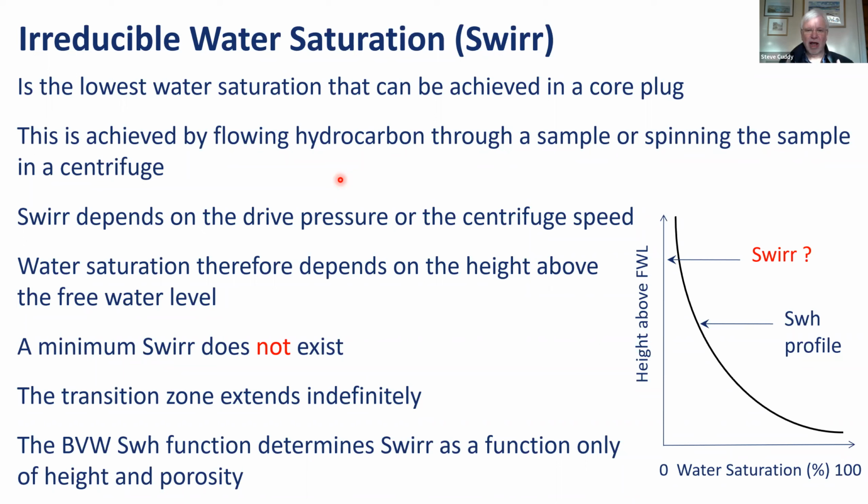In the reservoir, SW will decrease the further you are from the free water level. So it depends upon the height above the free water level. So a minimum does not exist. If the reservoir engineer asks for one, the best you can do is to give them the water saturation at the highest or the shallowest log depth. It extends indefinitely from the free water level to the top of the reservoir. I will explain later. And the BVW is a function of height and porosity.